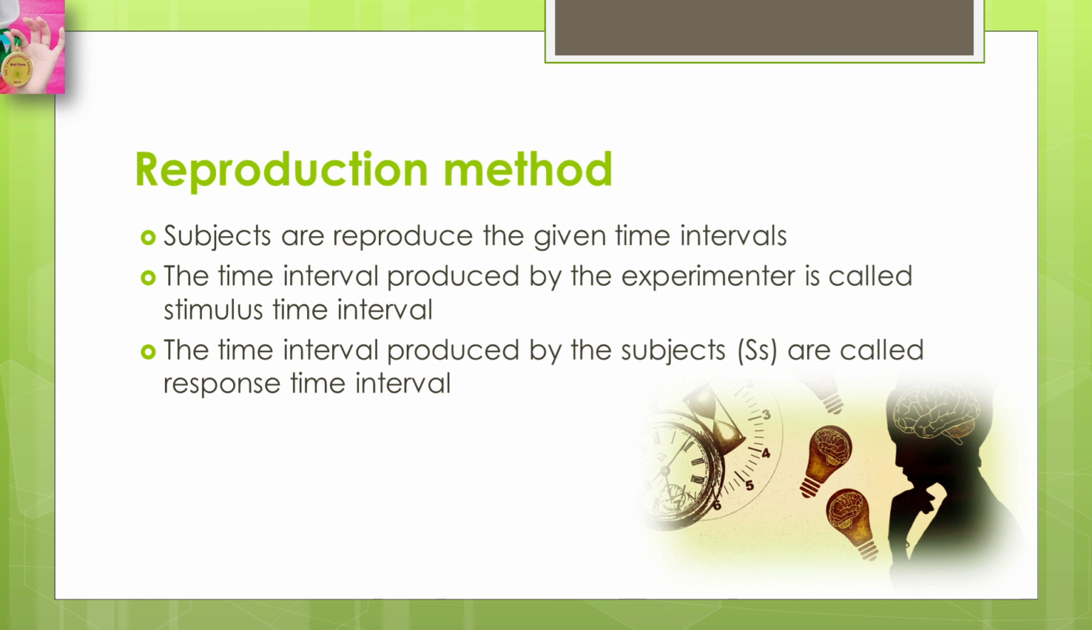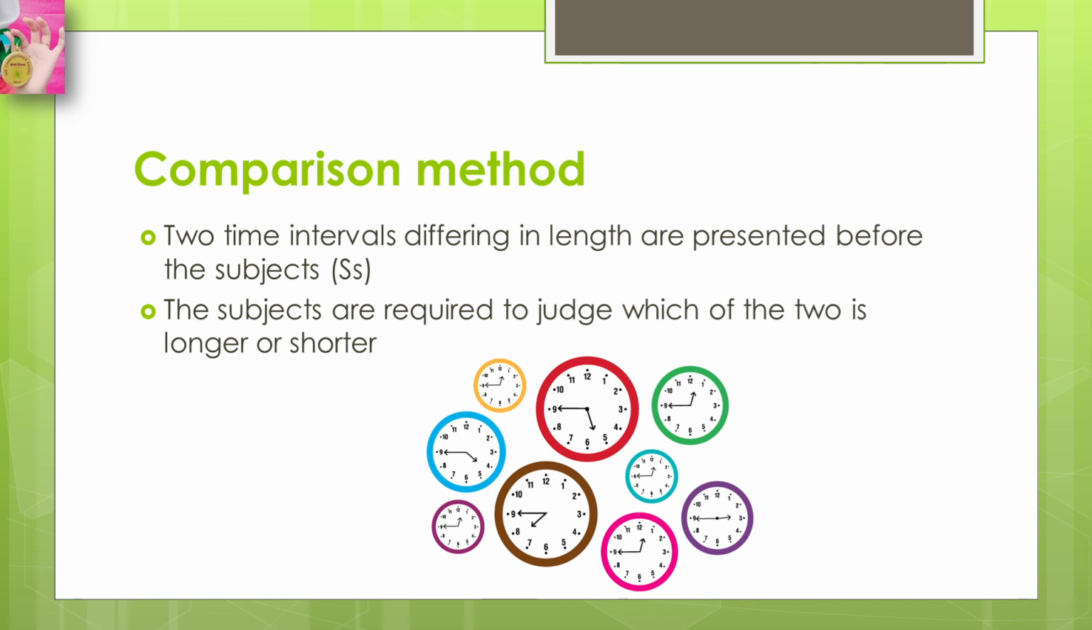The time interval produced by the experimenter is called the stimulus time interval, while the time interval reproduced by the subjects is called the response time interval. Now, a comparison of the two tells about the accuracy with which the subjects judge the given time interval. The next method which we'll be discussing is the comparison method. In this method, two time intervals differing in length are presented before the subjects, who are required to judge which of the two is longer or shorter.